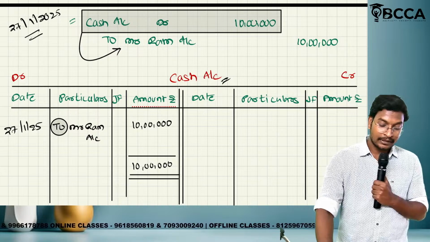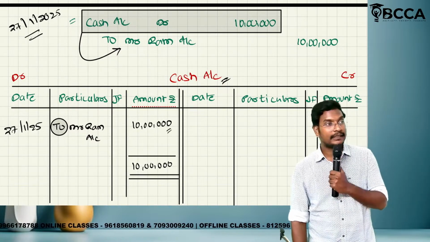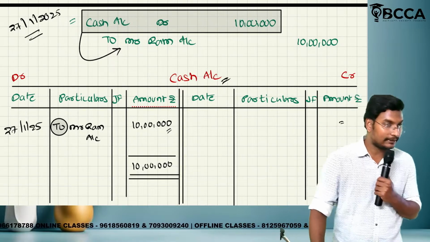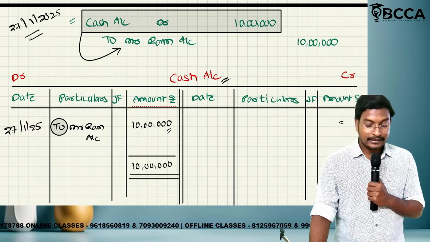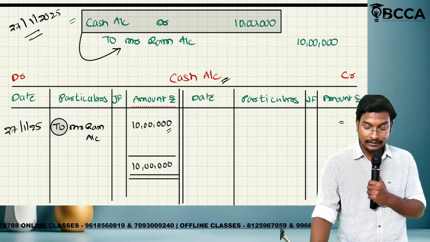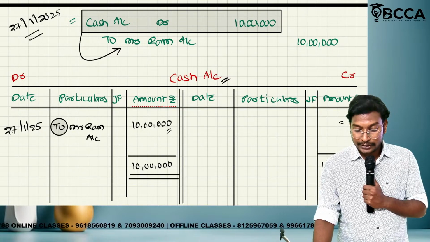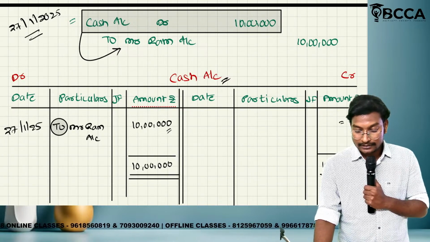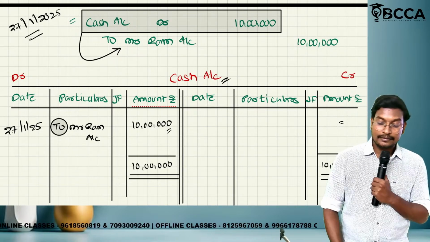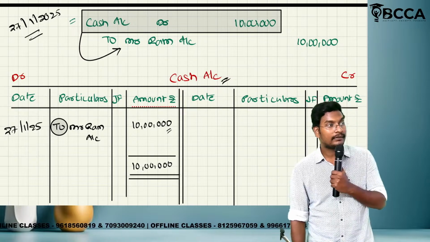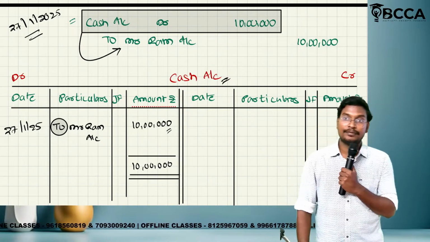Debit is more than credit, so this account is showing a debit balance. To do the balance, what is the highest amount? 10 lakhs. We record the highest amount on both sides of the ledger account in the total columns. Now what is the balance on the credit side? What is the meaning of balance? It means the difference amount.